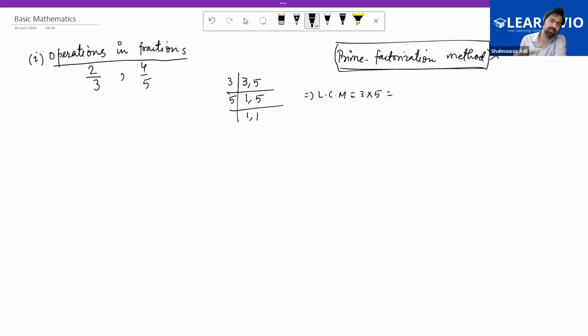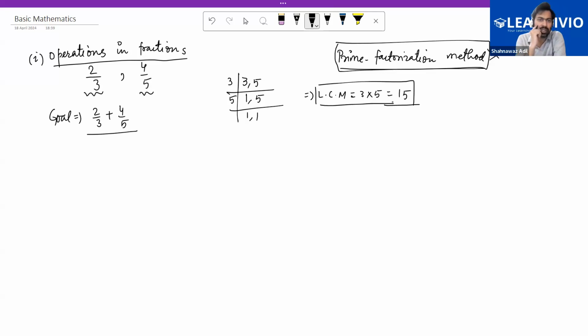We'll use this method to just calculate LCM, right? So what would be this thing? This would be 15. Now if I want to make these two fractions like fractions, what is the goal? The goal is to find the addition of these two. Firstly, we have to make them like fractions. So the LCM is 15 that you guys have told me. Now, what should I do in these two fractional numbers so that they become like fractions?